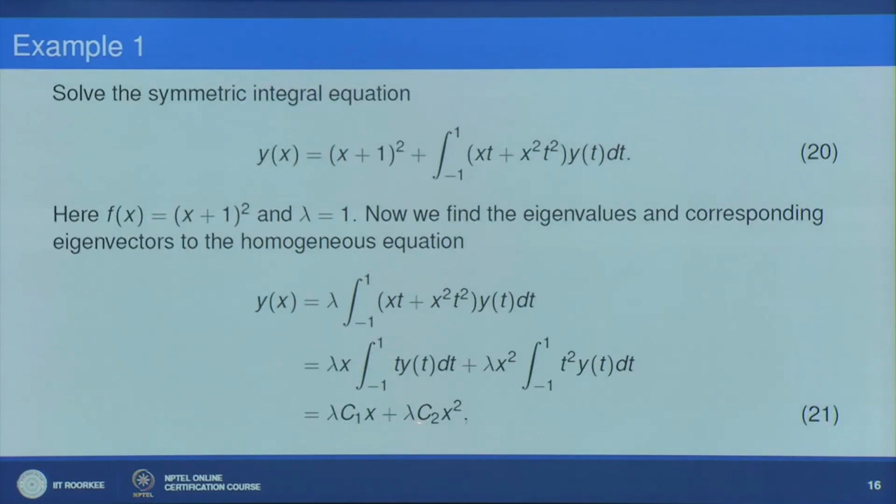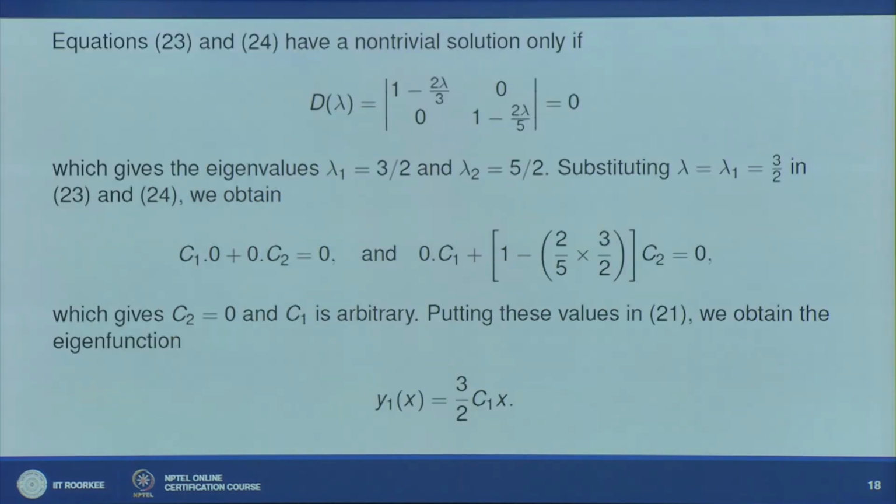When c1 is arbitrary, you can write down our solution y1 x. Here we can put the value of c2. So c2 is 0 here, so y x is lambda c1 x. Lambda is 3 by 2 here. So I can write y1 x equal to 3 by 2 c1 x. So corresponding to this eigenvalue lambda 1 equal to 3 by 2, we have a non-trivial solution, that is 3 by 2 c1 x. Now c1 is some arbitrary constant, so we can always take c1 in a way such that this 3 by 2 c1 is 1.